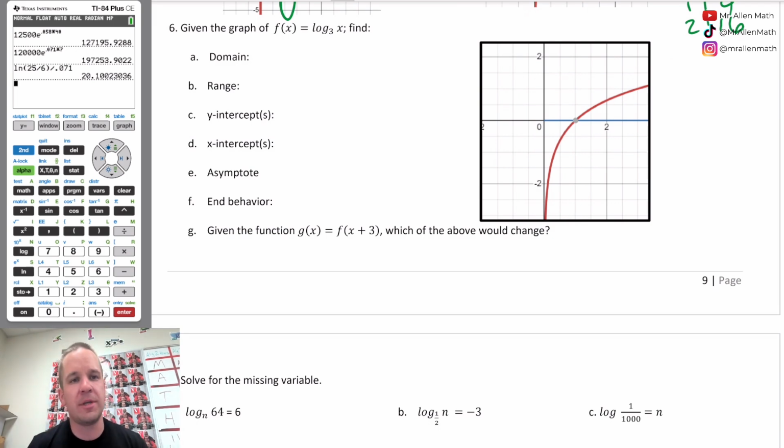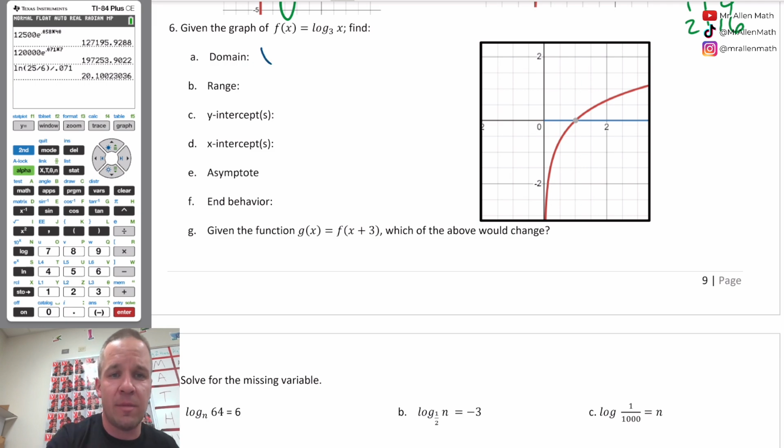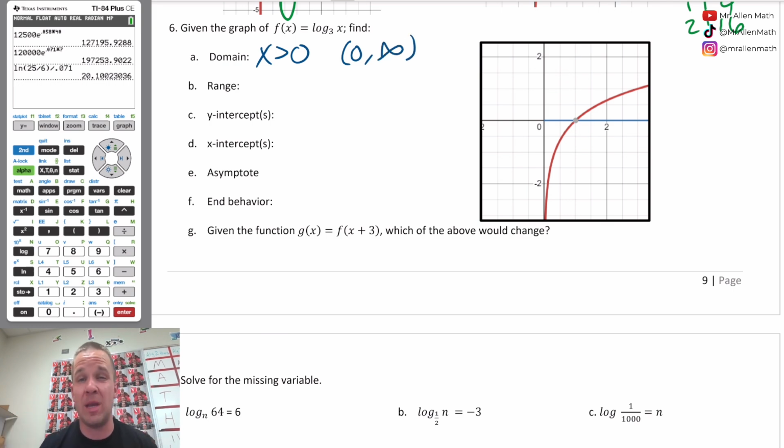Almost done. All right, we got given the graph of f of x equals log base 3 of x. Find our domain, range, y-intercept, and so on. Domain, okay? This is log base 3 of x. I can't have negatives. I can't have 0. So my domain is going to be x is greater than 0. Or you could write it as 0 to infinity. Those are two different notations meaning the same thing.